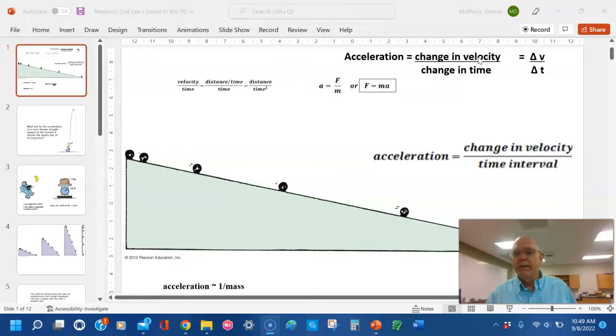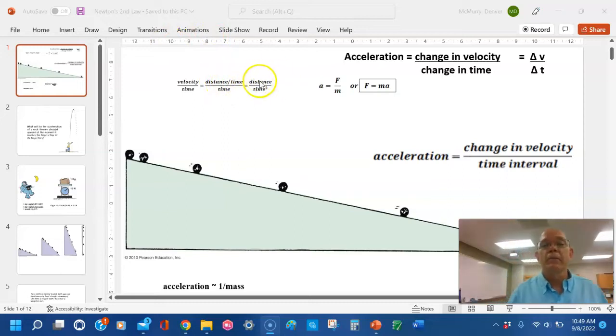So that means that acceleration is also a vector quantity, because it has velocity in it, which has a direction. It also means that you could change your acceleration by changing your direction. Normally we think of acceleration as speeding up, but it can be speeding up, slowing down, or changing direction. The units are meters per second squared.